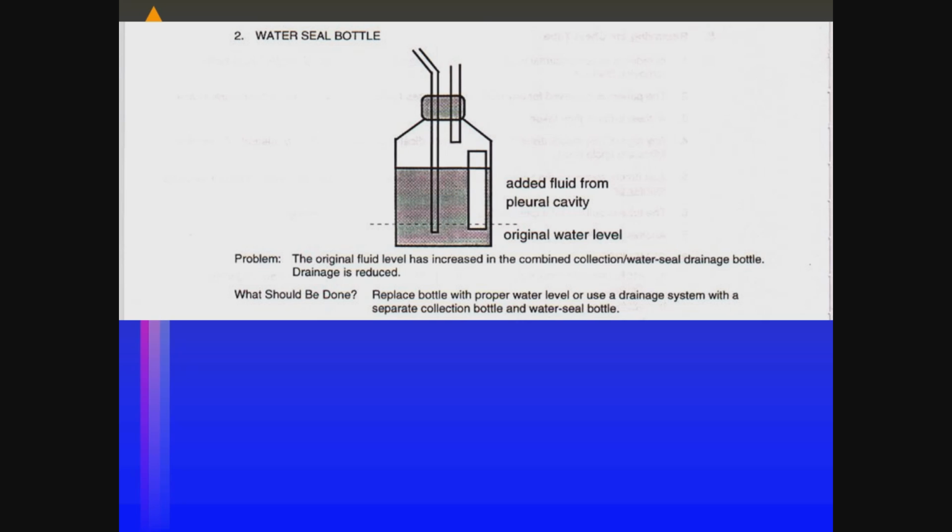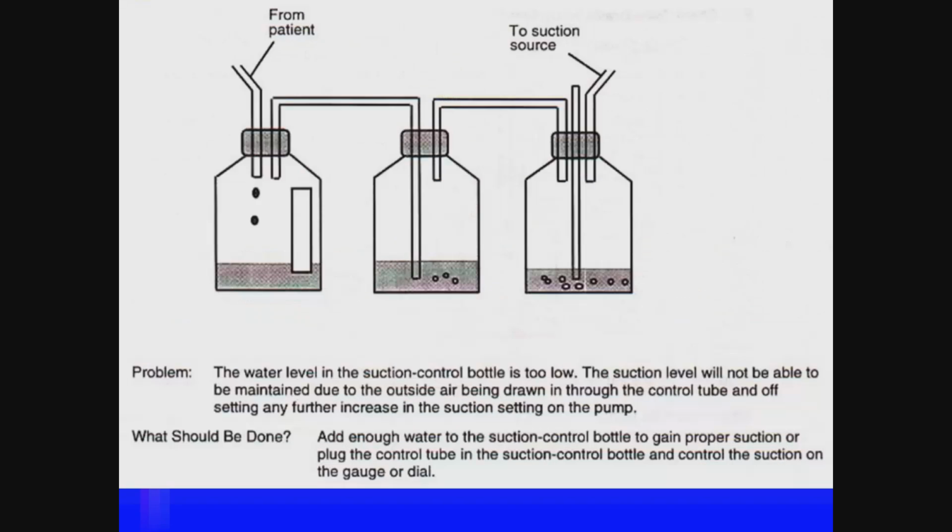Here's where my original water fluid is. Now I have additional fluid here. This is really a one bottle system, but unfortunately they have drainage going on. And in that case, the system should be replaced with a separate collection bottle and a separate water seal, either 2 or more commonly a 3-bottle system.